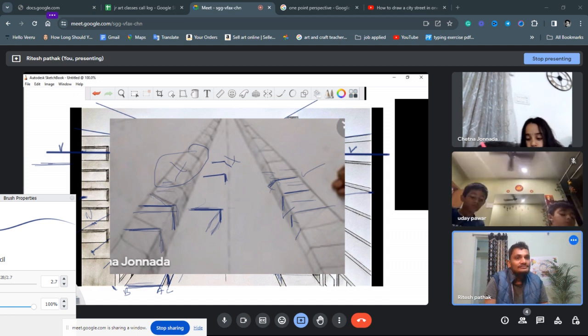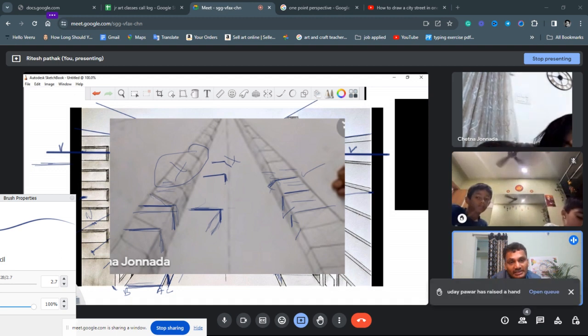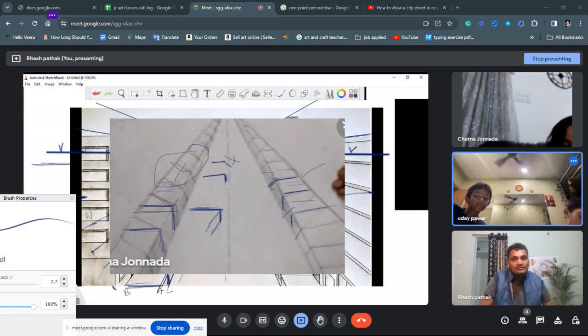Correct the other side, Chetna. This is good learning, Chetna. You did wrong and then again you are correcting that. This is great. Sir, can you remove this picture? Yes.